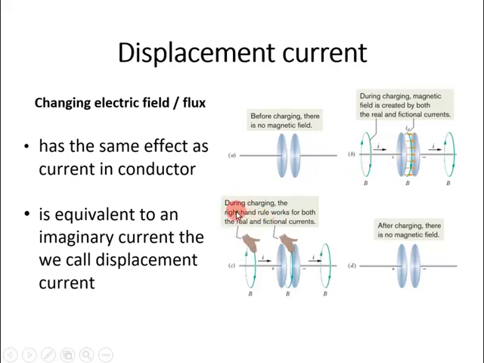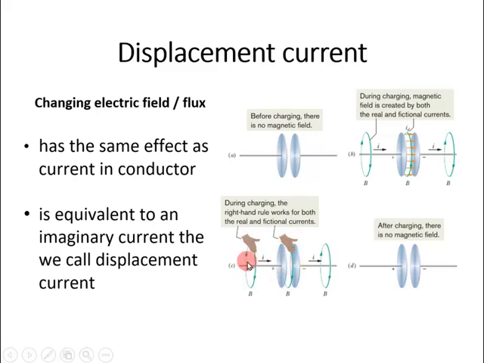Now when we come to this side, during charging, the right-hand rule works for both the real and fictional current. Fictional current is what we call the imaginary current. If we use the right-hand rule here, we'll be able to determine the direction of the magnetic field. We can apply the same right-hand rule here, and the direction of the magnetic field will be in the same direction as this one.